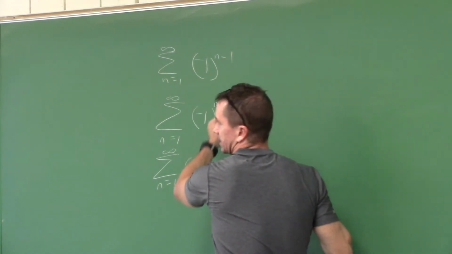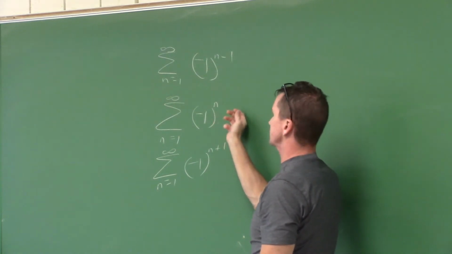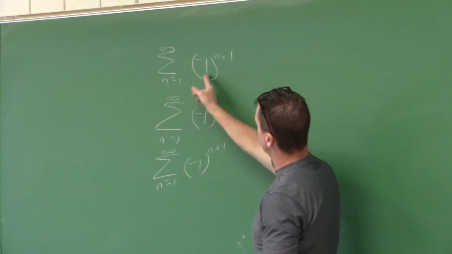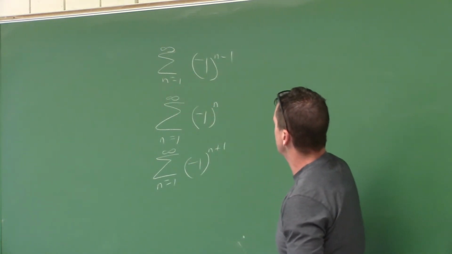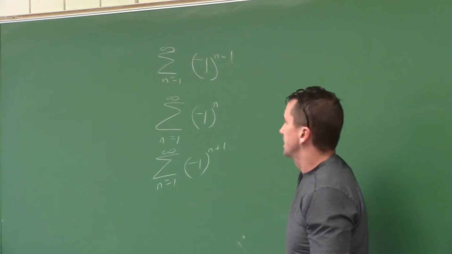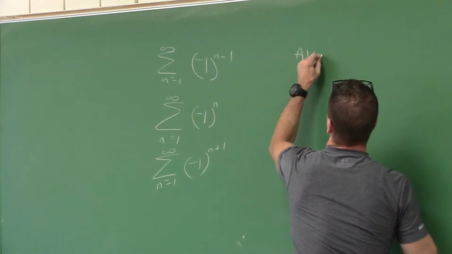And then maybe over here it has 2^n over n^3, or (n+5) over (n+2), something extra. But I wanted you to realize what's making these series alternate. It could be anything like this: (-1)^(n-1), (-1)^(n+1), or maybe just (-1)^n. And that's what we call an alternating series.